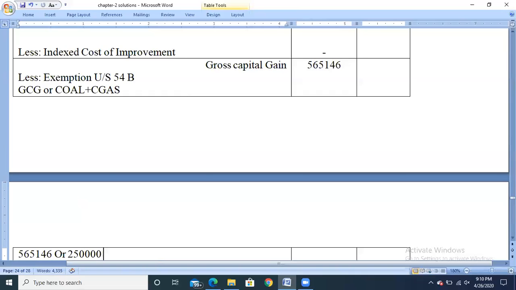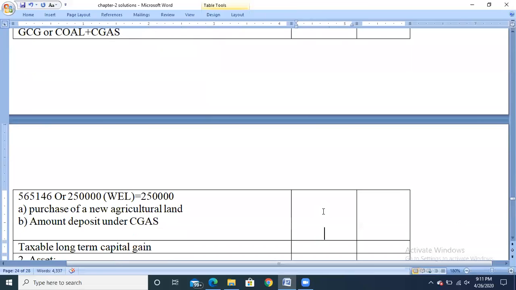So whichever is the lesser value, the lesser amount is 2,50,000, which is the exemption amount. So take the exemption under section 54B as 2,50,000. So the balance amount will be 3,15,146, which is the taxable long-term capital gain.